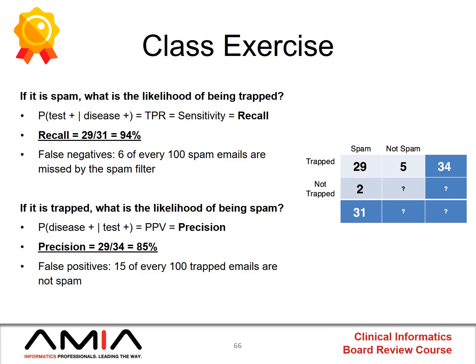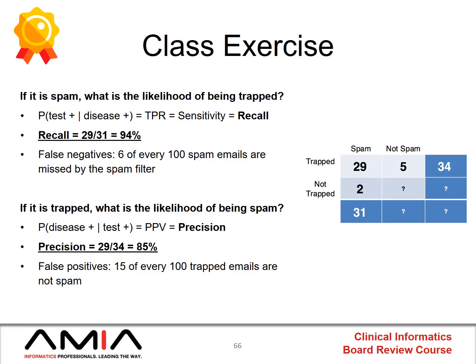Next, if it's trapped, what's the likelihood of being spam? That's the precision. Precision is 29 divided by 34 in this example. The 29 true positives divided by 34 that were trapped total, which gives me 85%. And that means that 15 out of every 100 trapped emails are not spam. For me personally, that was an unacceptably high false positive rate.